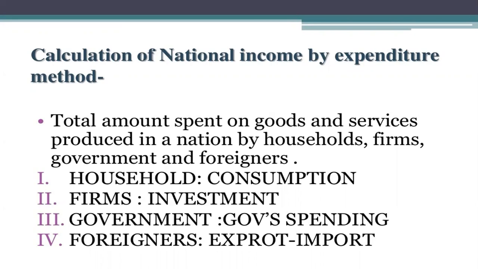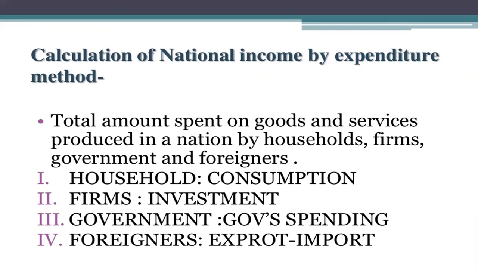Next is government final consumption expenditure. It refers to the expenditure incurred by the general government on various administrative services like defense, law and order, education, etc. Government produces goods and services with the aim of social welfare without any intention of earning profit.